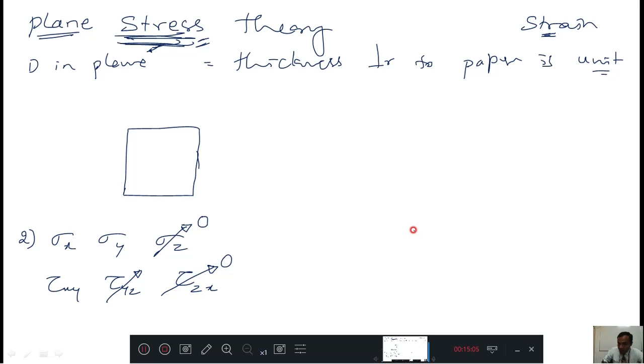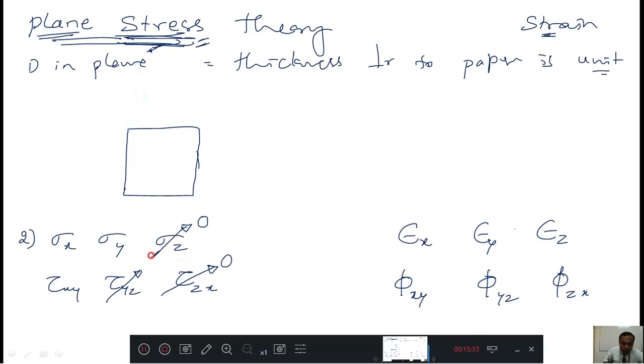Sigma x may produce epsilon x, strain in the x direction. Stress in the y direction may produce strain in the y direction. Stress in the z direction may produce strain in the z direction. Like that, shear stress in the xy plane can produce shear strain in the xy plane, yz plane, and zx plane. When you come to the plane stress concept, you made this 0, this 0, and this 0.